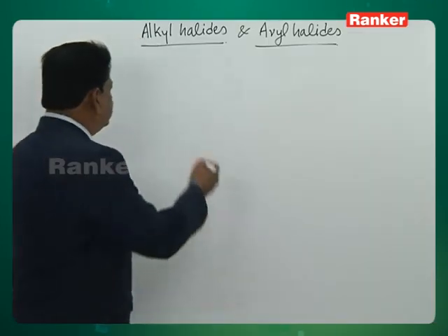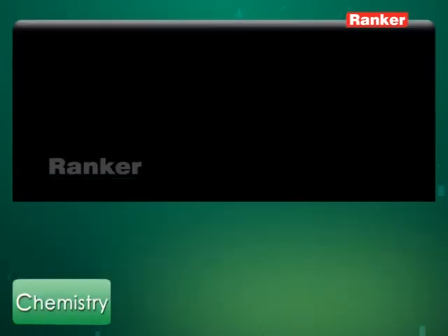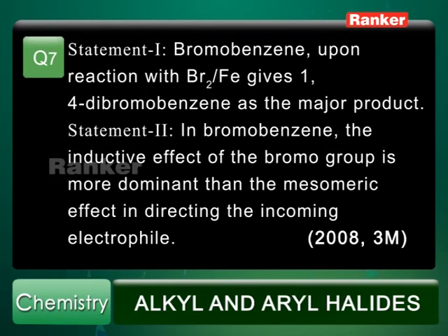So let's go to question number 7. Statement 1 says bromobenzene upon reaction with bromine and iron gives 1,4-dibromobenzene as the major product. So this statement shows that when bromine is there, the next bromine goes to the para position. Absolutely right, because bromine has a plus M effect, though a minus I effect is there. Directing property will definitely go to ortho para, and statement 1 is right.